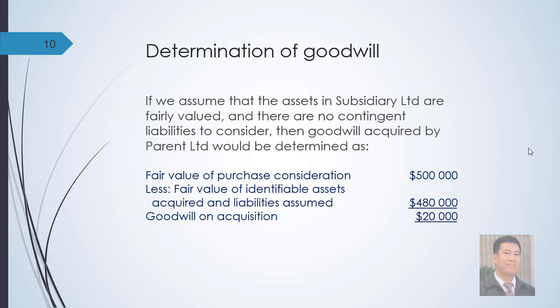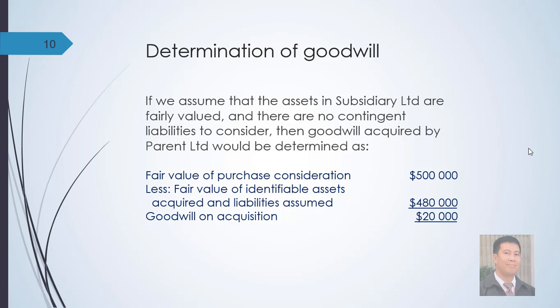Now, let us determine goodwill. Let's assume that the assets of subsidiary limited are fairly valued, which means we don't need to adjust the books of the subsidiary. Then let's determine whether there will be goodwill on acquisition. We have a fair value of purchase consideration.